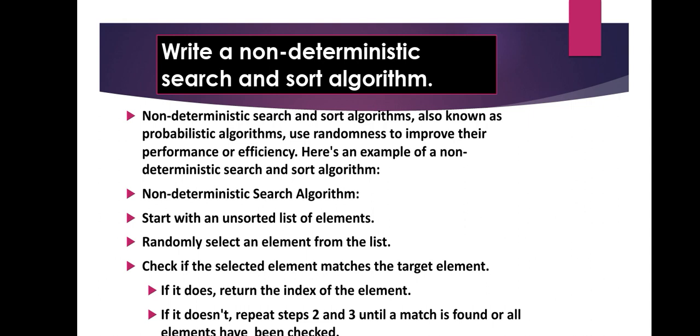Start with an unsorted list of elements. The next step is to randomly select an element from the list. The next step is to check if the selected element matches the target element. If it does, return the index of the element. If it doesn't, repeat steps 2 and 3 until a match is found or all elements have been checked.